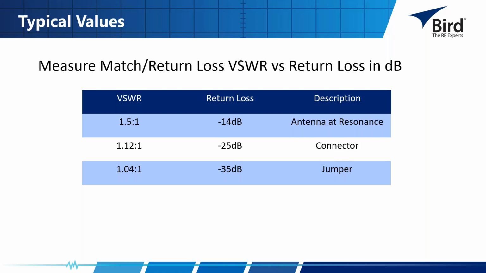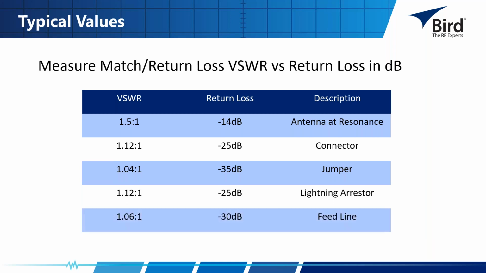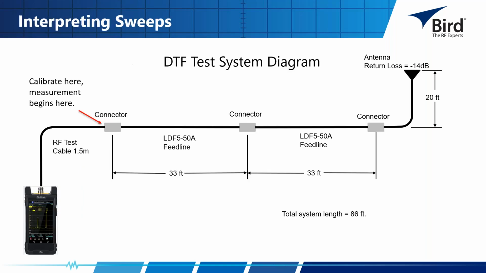Jumpers typically come in at 1.04 to 1 VSWR or negative 35 dB return loss. A lightning arrestor, 1.12 to 1 VSWR, negative 25 dB return loss. And finally, feed line, generally at 1.06 to 1 or minus 30 dB on the return loss scale. And as I mentioned, these are typical values. If you have a specific component, you would want to check the manufacturer's specifications.